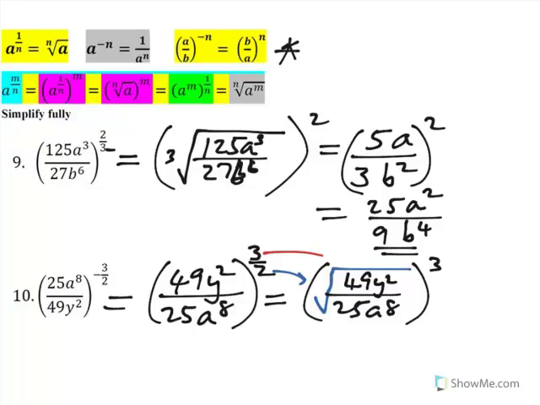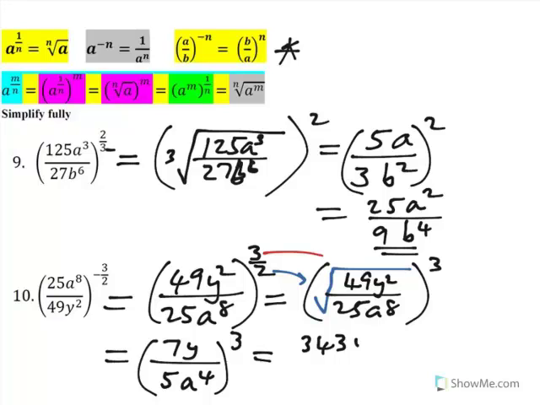If we square root 49, we get 7. Square root y squared, we get y. Square root 25, we get 5. Square root a to the power of 8, divide by 2, you get a to the power of 4. And then we've got to cube that. 7 cubed is 343. y to the power of 3. 5 cubed is 125. a to the power of 4 raised to the power of 3, multiply the powers, you get a to the power of 12.